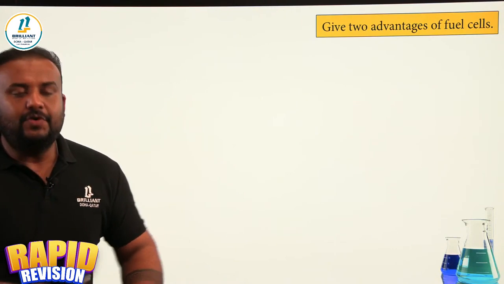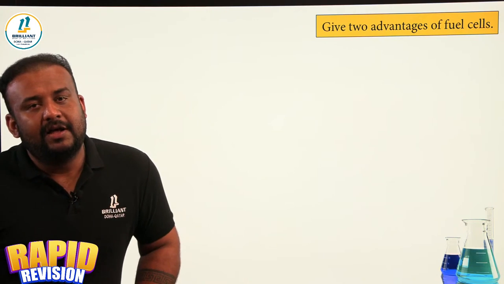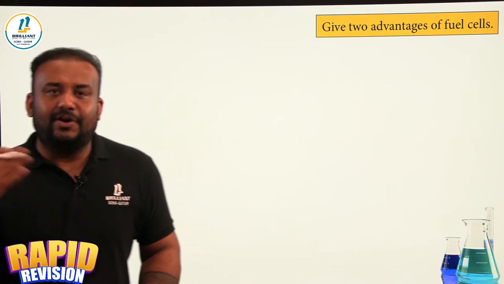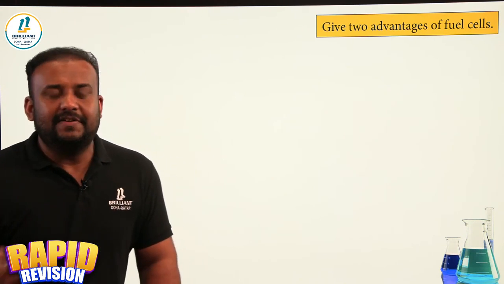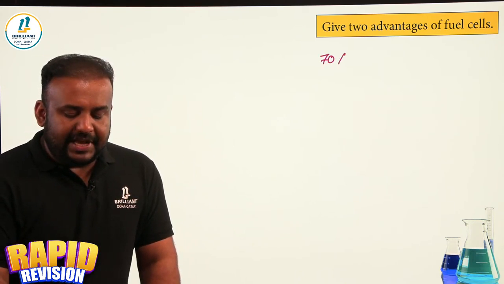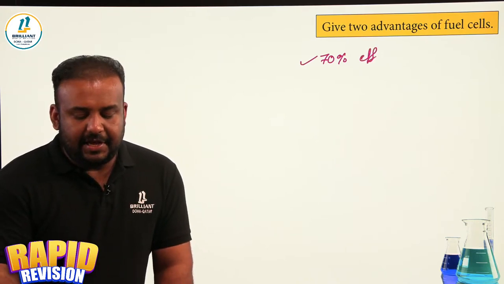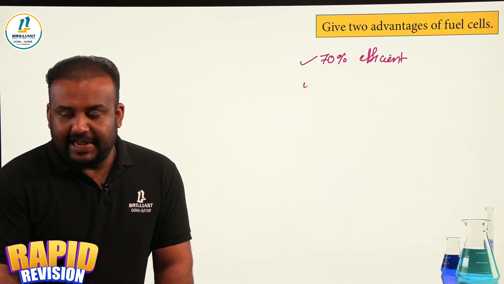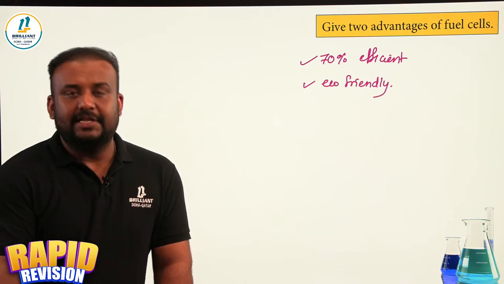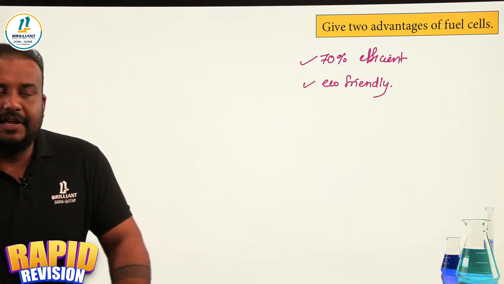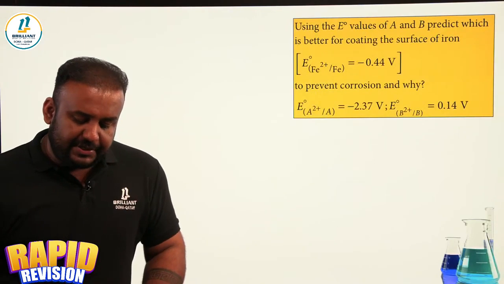Right. Give two advantages of fuel cells. A very simple question, yet a very important one. What are fuel cells? In fuel cells, hydrogen and oxygen combustion is used to generate energy, right? What are the advantages? First, it is the most efficient of all, around 70% efficiency. Second, it is eco-friendly and non-polluting, because the only byproduct is water. In the Apollo space program, that same water was used for drinking by the astronauts.